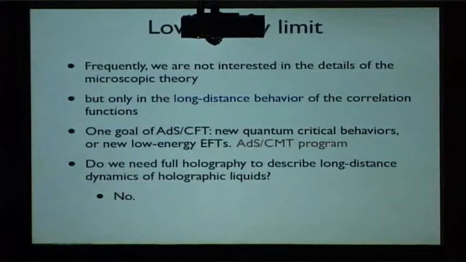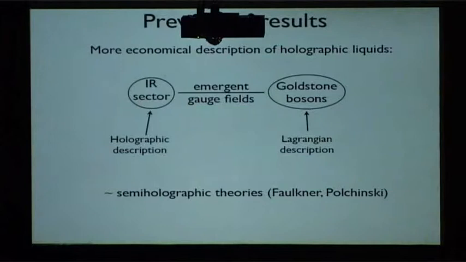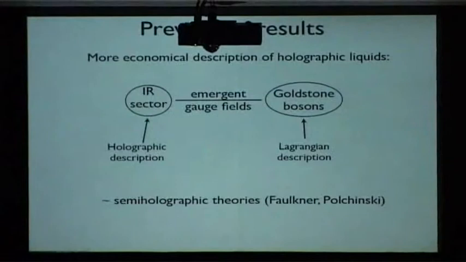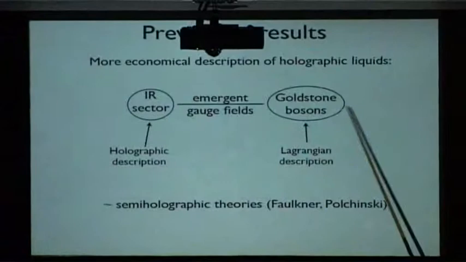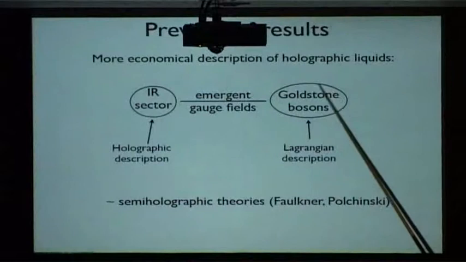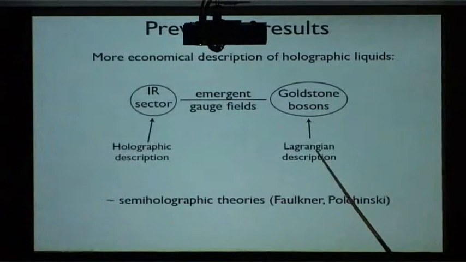Okay, so the preview of the result that I will be presenting is the following. I will argue that in all instances of holographic liquids that have been proposed, the models in higher dimension that are supposed to describe a system with finite temperature or finite chemical potential, we can think about the low-energy dynamics as consisting of several components. One is a set of Goldstone bosons that are described by just an effective Lagrangian, like an effective Lagrangian of a quantum field theory.